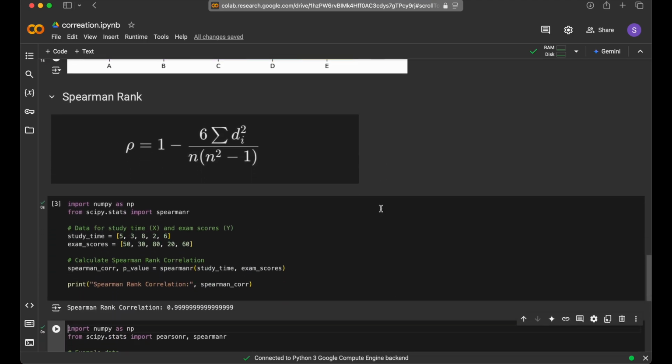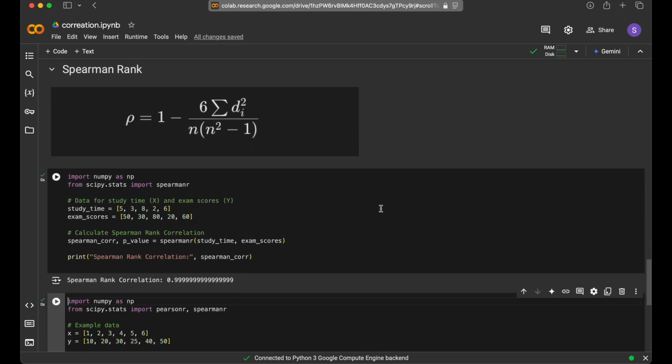And then we have the Spearman correlation. The Pearson correlation uses linear data. The Spearman correlation is used with non-linear data or ordinal data. Use the Spearman when the relation is monotonic but non-linear. Monotonic means as one variable increases, the other variable continuously increases or decreases, but not necessarily at a constant rate.